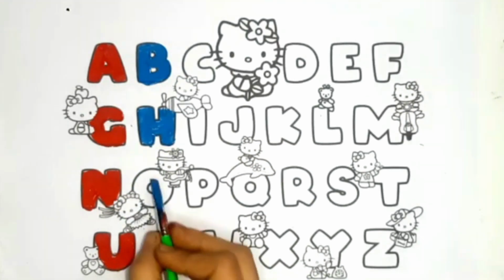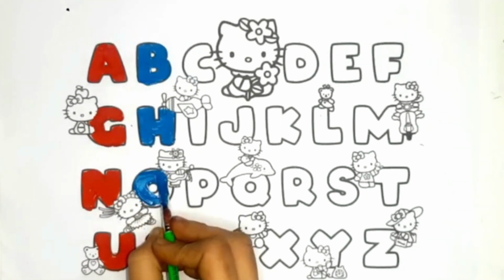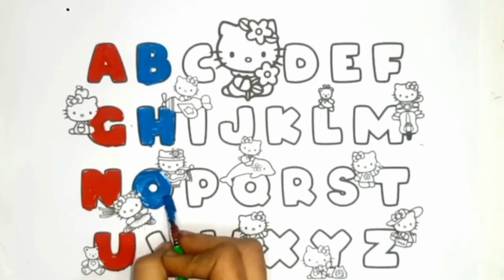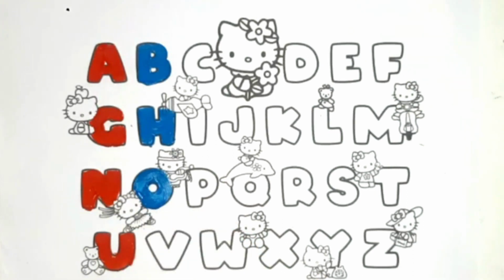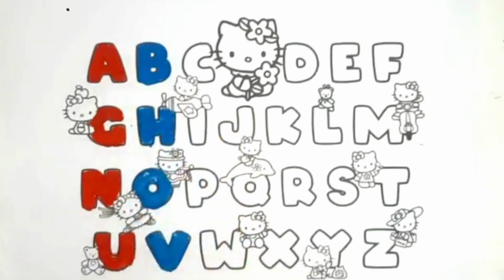Letter O. O for orange. Letter V. V for van. Yellow color.